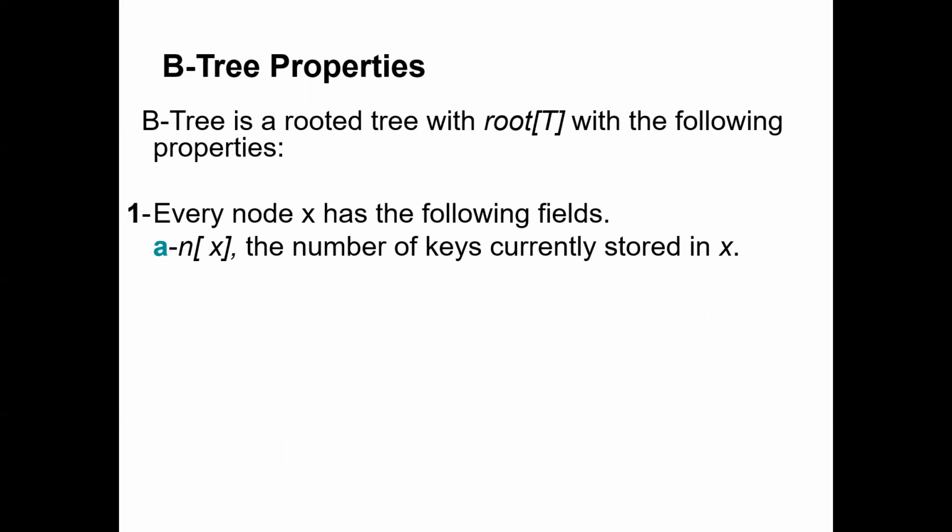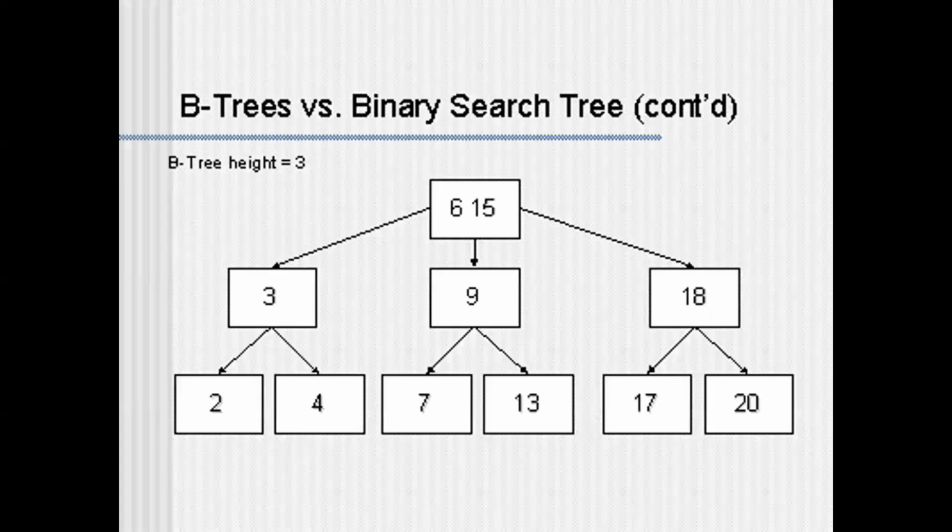So if we see in case of this example, in the case of the root node, n[x] would be 2. In the case of all other nodes, n[x] would be 1, as all other nodes have only 1 key in them. So n[x] would be 1 for all the nodes except the root node, which would have n[x] as 2.